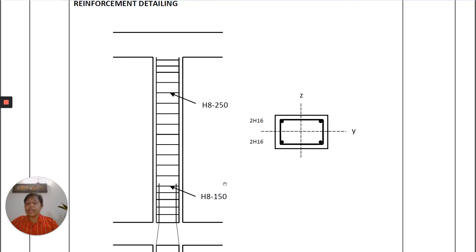Okay, so I hope that with this sharing session, you understand how to design uniaxial short column. If you have any question, you may refer to me later.